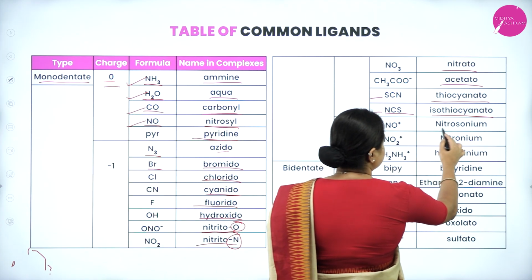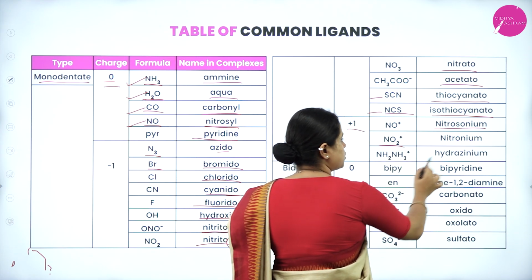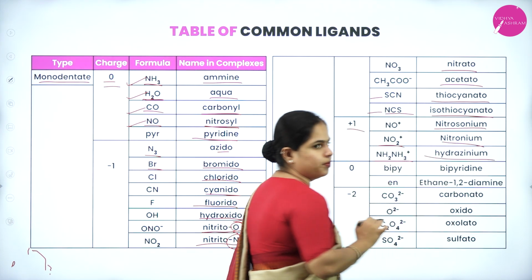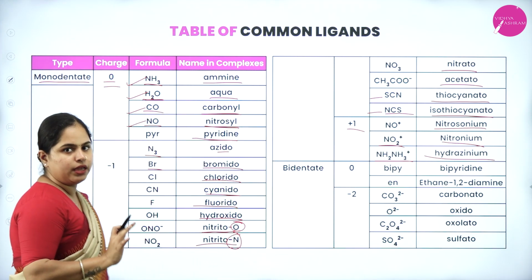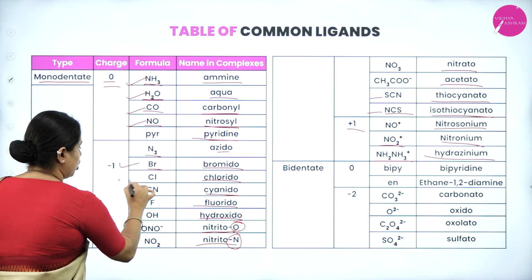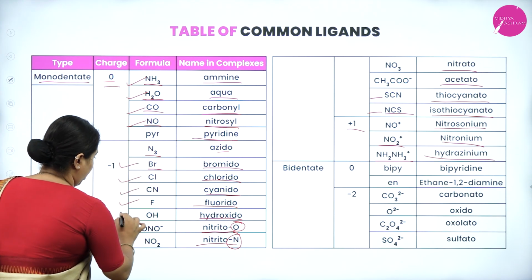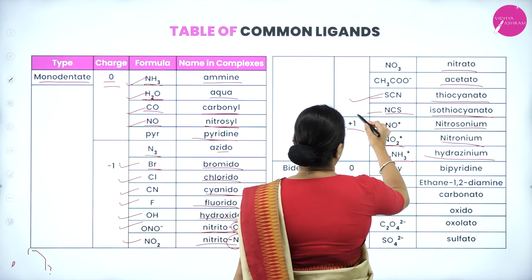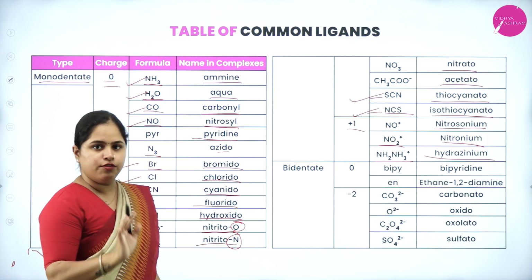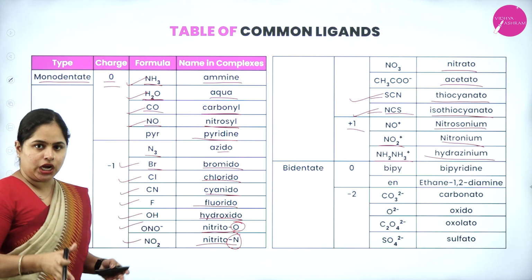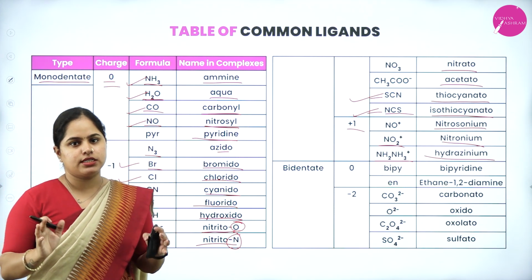Now moving on to the cationic monodentate ligands. NO plus is called nitrosonium, NO2 plus is called nitronium, NH3 plus is called hydrosonium. So till here we have to be very clear. In here, bromido, chlorido, cyanido, fluorido, hydroxido, nitrito O, nitrito N, and your thiocyanato and isothiocyanato are very important. So I hope the monodentate ligands, their charge and the name is clear for you.